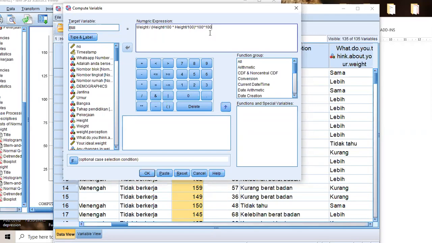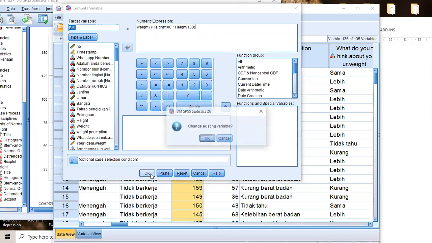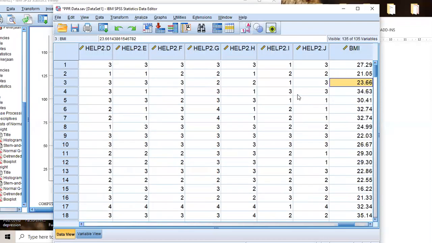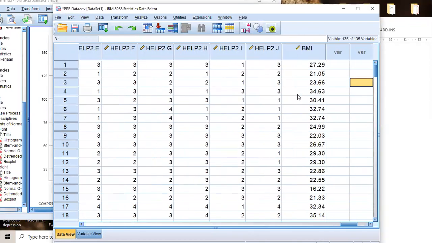All right. So the height divided by 100 to get meters, times height, divided by 100. Okay. Okay, let's look at the last column. All right, that's the BMI.